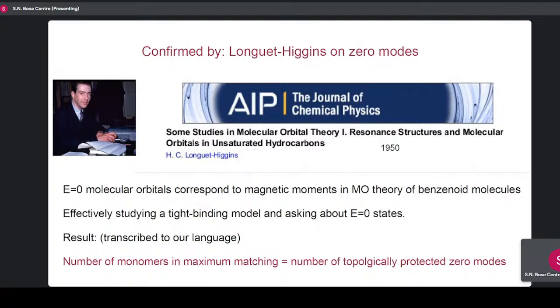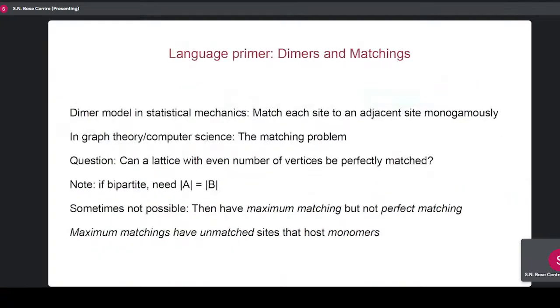And just in case there's somebody in the StatMech audience who's not heard about dimers and matching, here's a little language primer. By dimers, we simply mean hard rods on the links of the lattice, which will constrain that two of them don't touch at a vertex. And in graph theory, or in computer science, this is called the matching problem. And the real question is, can a lattice with an even number of vertices be perfectly matched? That's the question in this kind of problem.